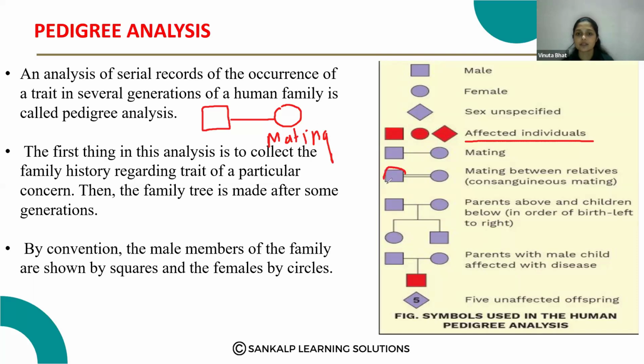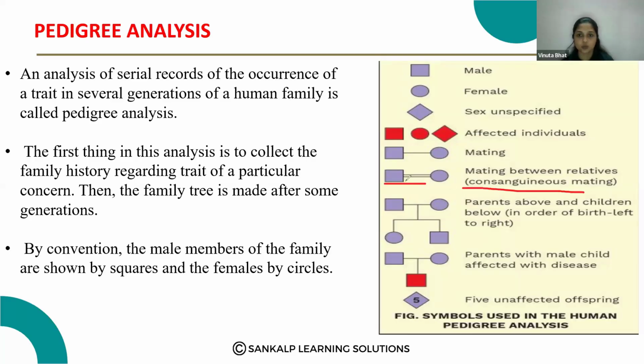Here, between the male and female, there is a double line. These are the symbolic representations we need to draw the pedigree chart. We use these symbols to draw the pedigree chart and then analyze the characters in a family. The double line between the male and female represents consanguineous mating, meaning mating between close relatives.